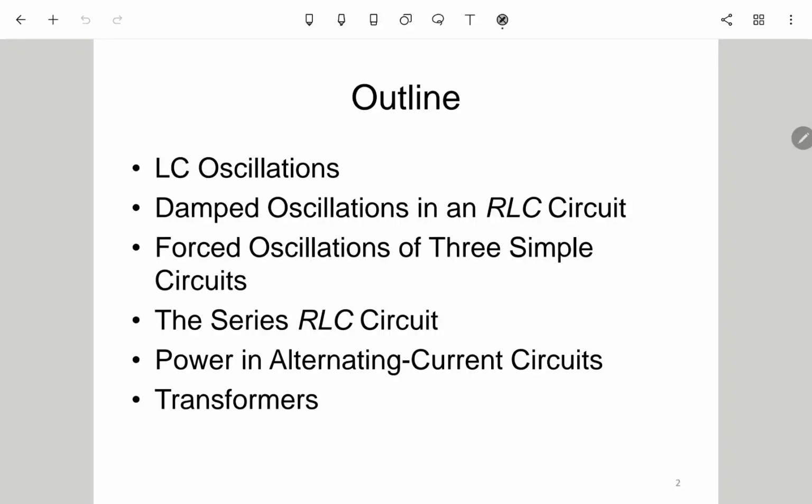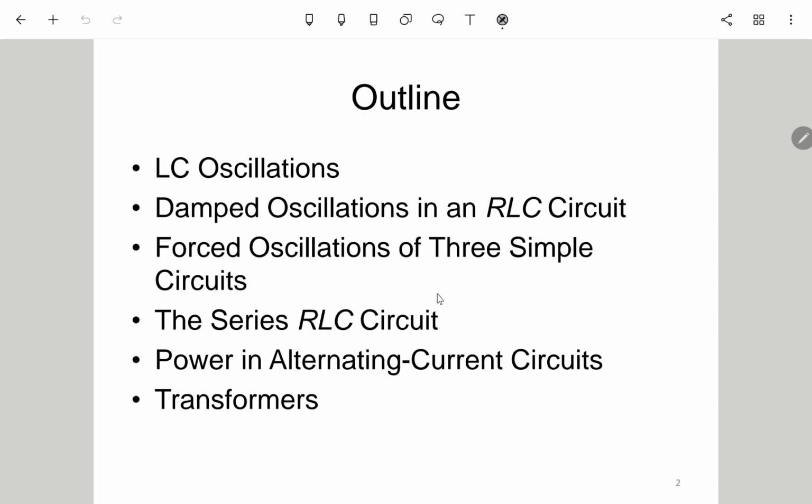Okay, so this is the outline of chapter 31. We will introduce LC oscillations, and then we will talk about the damped oscillation in an RLC circuit, and the forced oscillation of the simple circuit, and then talk about the series RLC circuit.